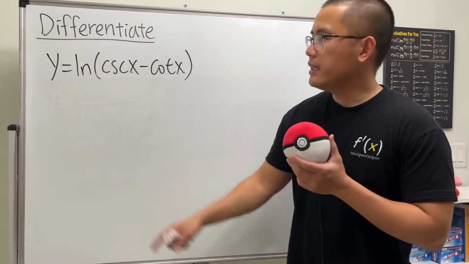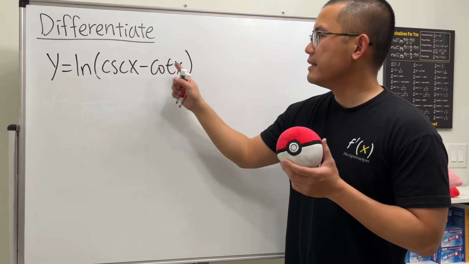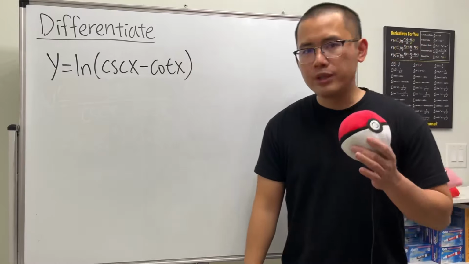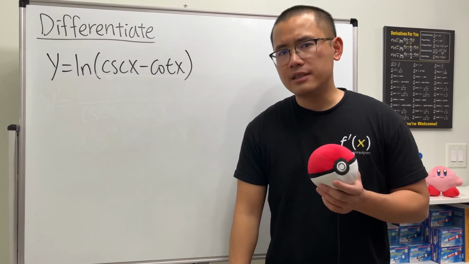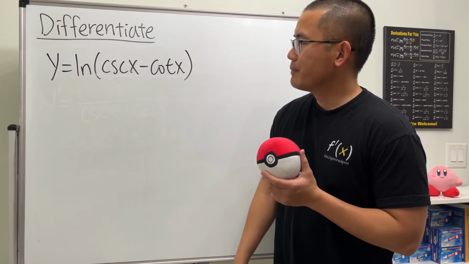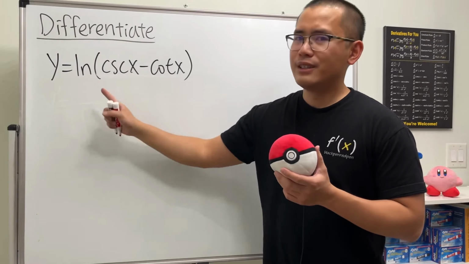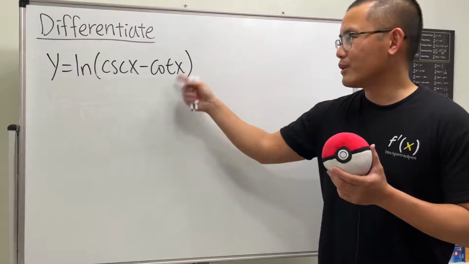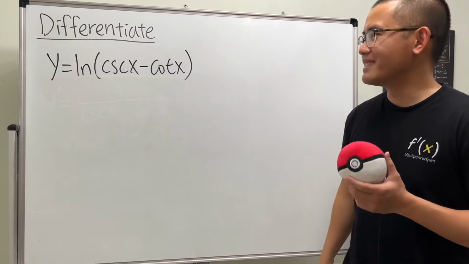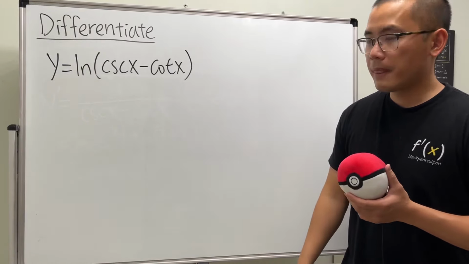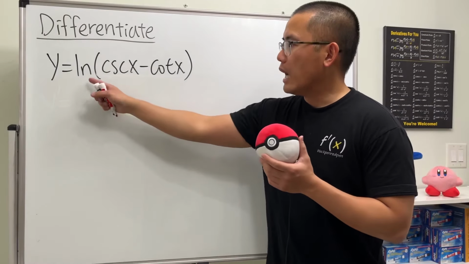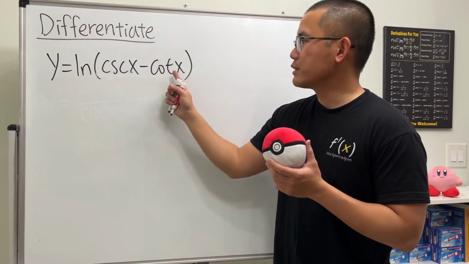Let's differentiate ln of cosecant x minus cotangent x. This is a pretty good question because not only does it test you on the chain rule, but you also have to remember the derivative of ln, cosecant x, and also cotangent x. So three main parts, and also the chain rule. Okay, let's do the derivative for ln of cosecant x minus cotangent x.